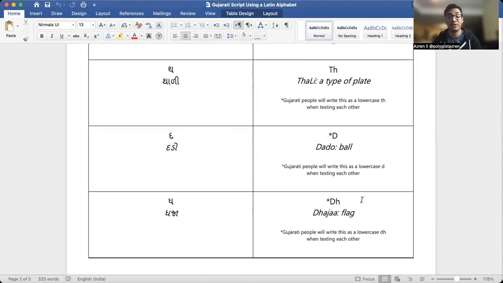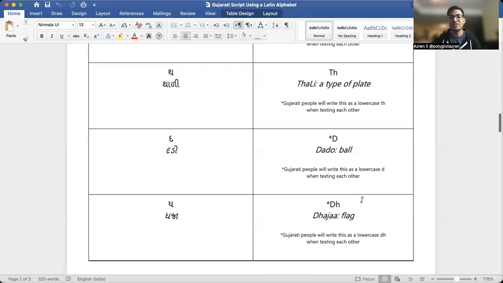Next one, Da. You're going to bite your tongue again for this. Da is written with an uppercase D. An example word would be daro. Daro is a ball. Last one here in the set of four is Dha. Dha, such as the word dhaja. Dhaja is a flag. Dha is going to be written with the uppercase D, lowercase h.